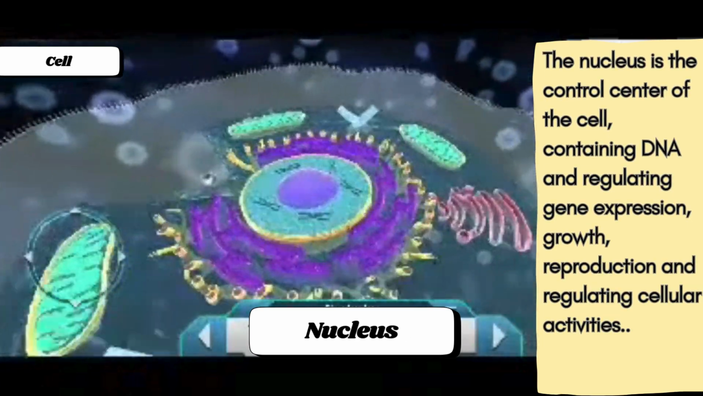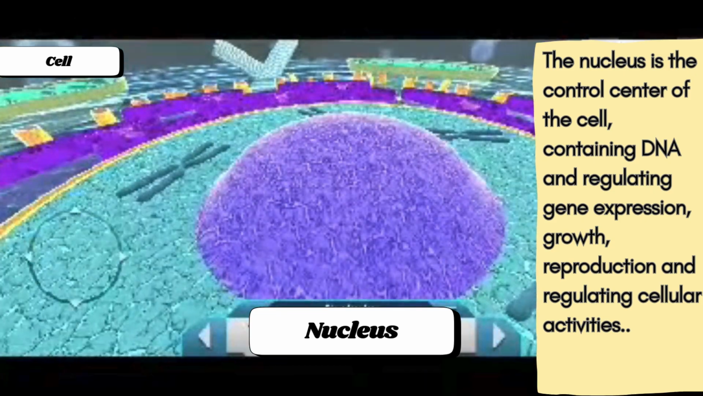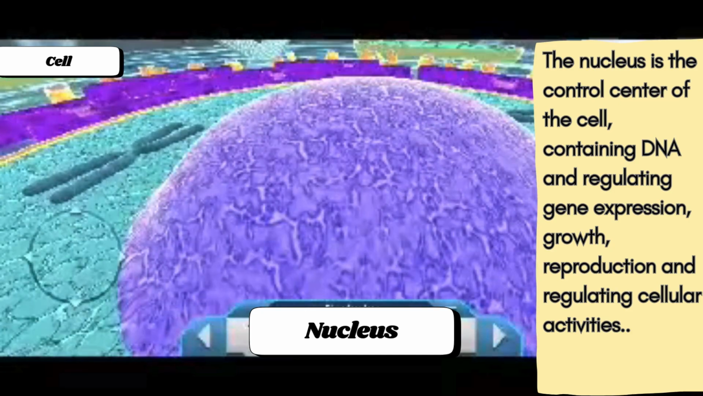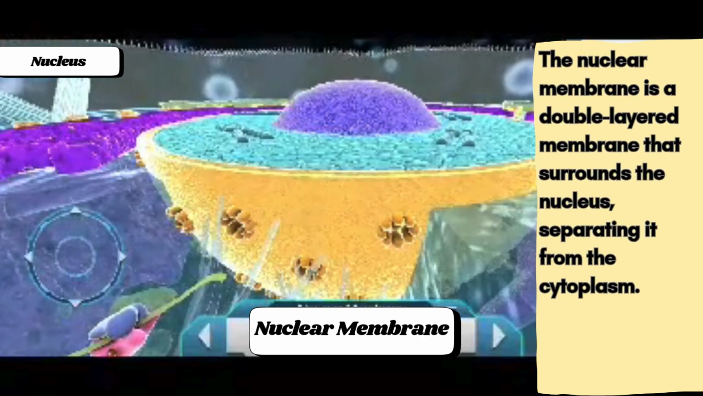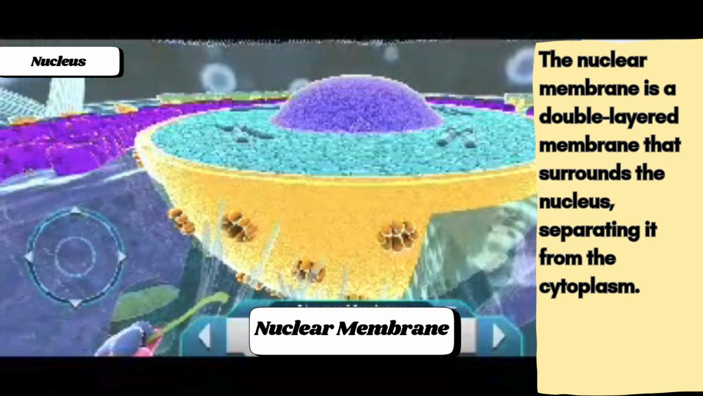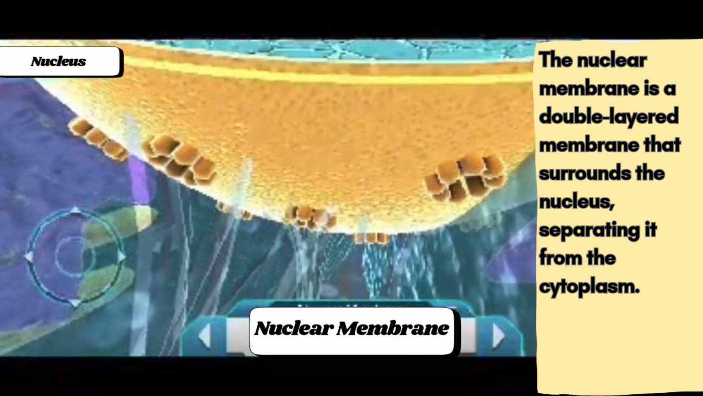Cell activities like metabolism, growth, and reproduction need to be well regulated. In eukaryotic cells, this role is served by the nucleus. The nucleus acts as a control center of the cell because it contains hereditary material DNA. The nucleus is surrounded by two membranes which collectively form the nuclear envelope.